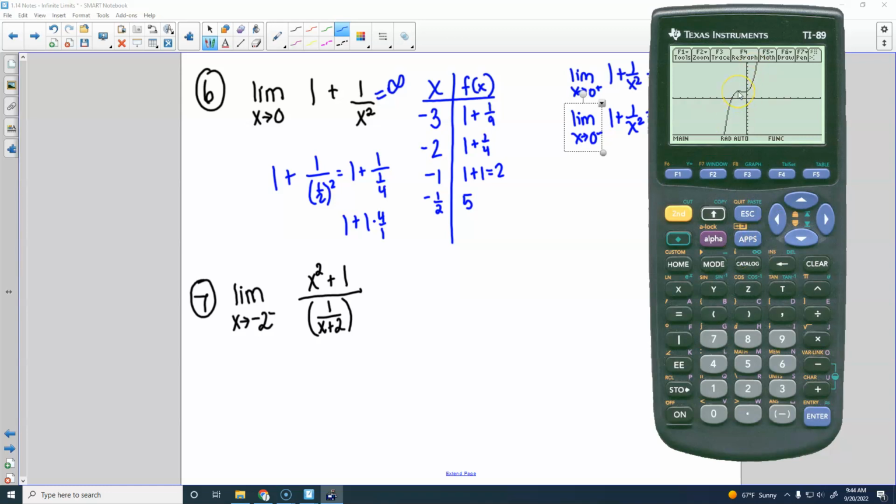To confirm this, if we go to the table, the green button, F5 there will take you to the table. If your table is already set up where you're just asking, then you can just type in the numbers. If it's not, you can do F2, which is setup, and go down here to the bottom, change independent to ask, and then it'll just let you type in numbers, which is easier to do there.